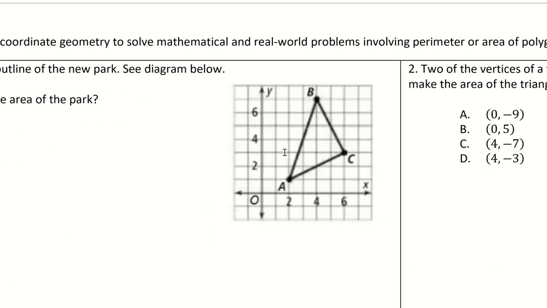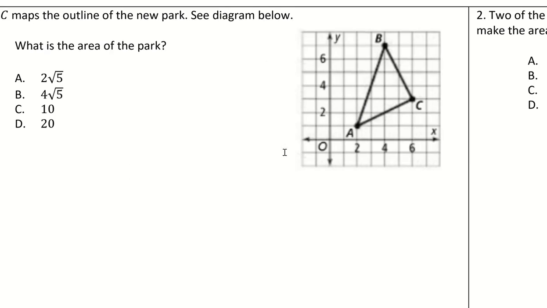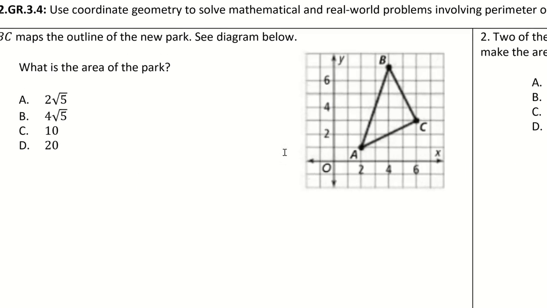Use coordinate geometry to solve problems involving perimeter or area. All right, so we want to figure out the area of this park. Now, here's the trick for this type of problem. If you see a coordinate problem with a triangle and they want you to find the area and it looks kind of complex, remember, the area of a triangle is 1/2 base times height.